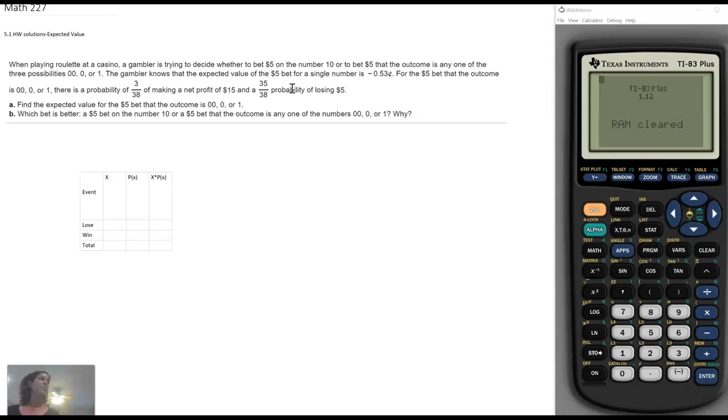If you need other examples, this is very similar to example 6 written out in your book, so you could go back and review that as well. It was also in the PowerPoint notes. I highly recommend that you set up a table, much like I've done here.